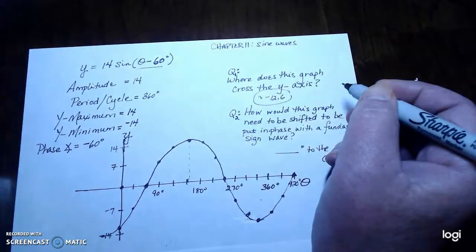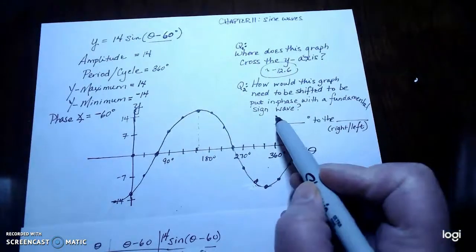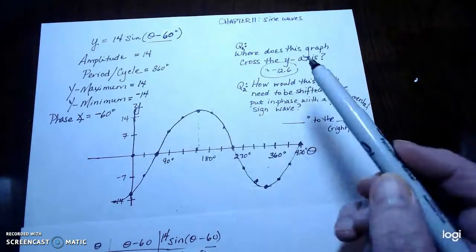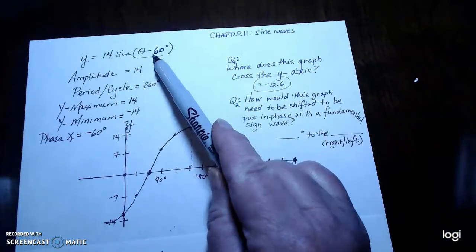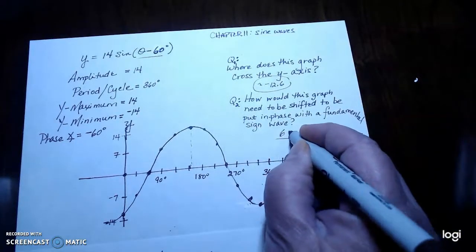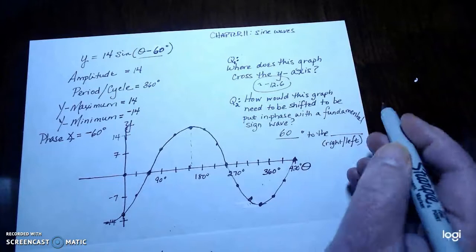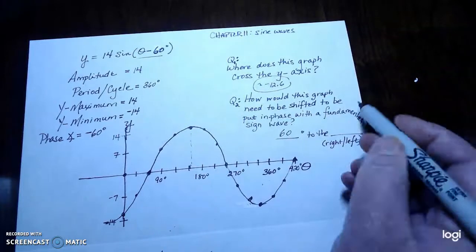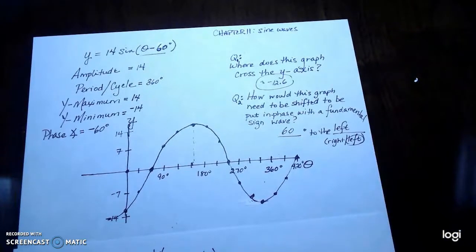Now, how would this graph need to be shifted to be put in phase with a fundamental sine wave? Remember, a fundamental sine starts at 0, 0 and goes up from there and has a period of 2 pi. So all you need to do, as covered in Monday's class, is take the phase angle. We need to shift it 60 degrees. Well, the phase angle is actually negative 60, but you need to shift it 60 degrees to the left. So you follow that sign, and if it's negative, you would shift to the left. That completes the analysis for that particular graph.